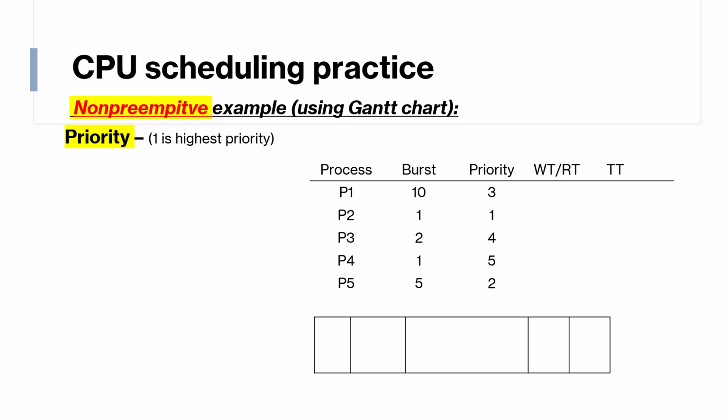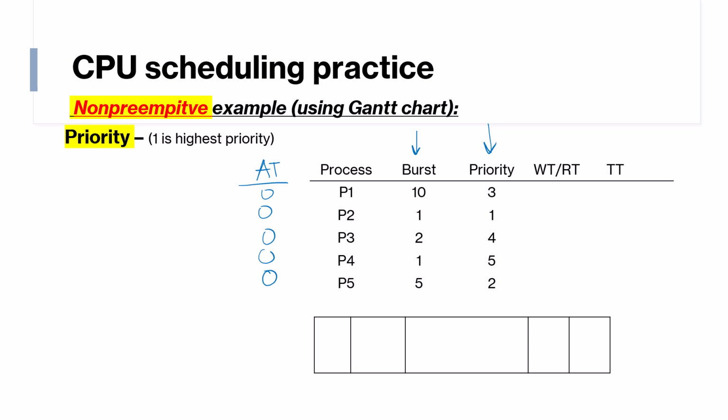Let's take a look at this. We're going to assume that the arrival time of all these processes is time 0. So that means that all 5 processes have arrived at time 0. Now this is their CPU burst. P1 has a 10, then P2, 1, 2, 1, and 5. And this is their priority.